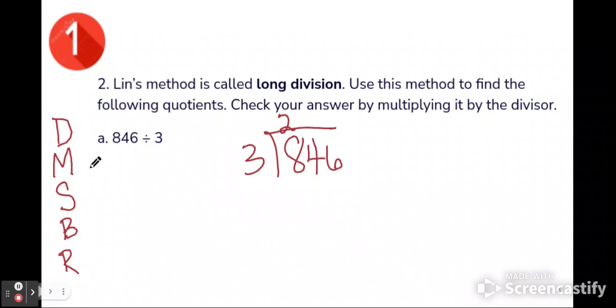Now I'm going to multiply. 2 times 3 is 6. I'm going to subtract. I end up with 2. I'm going to bring down my next place value, which is 4. And I'm going to repeat the process. You take it from here and solve the rest of this problem.